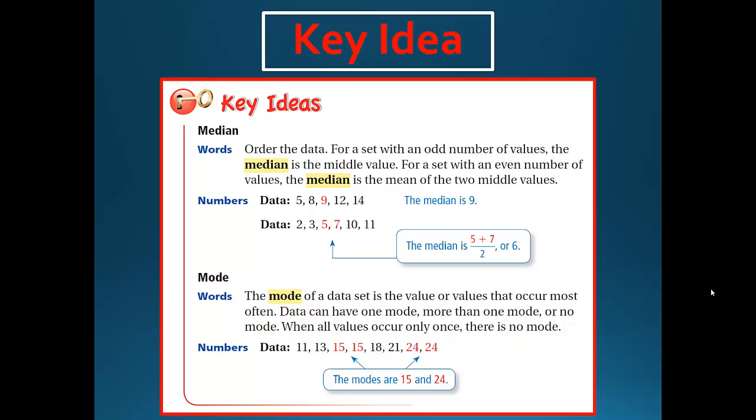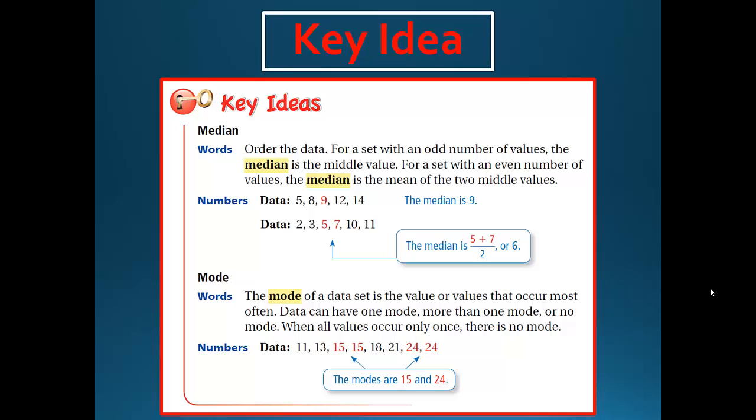So if our data is 5, 8, 9, 12, and 14, the median is 9, it's the middle number. If our data set is 2, 3, 5, 7, 10, and 11, we have two middle numbers, 5 and 7, so you would add them up. So 5 plus 7 is 12. Divide the answer by 2, and you would get that the median, or the middle, is 6.